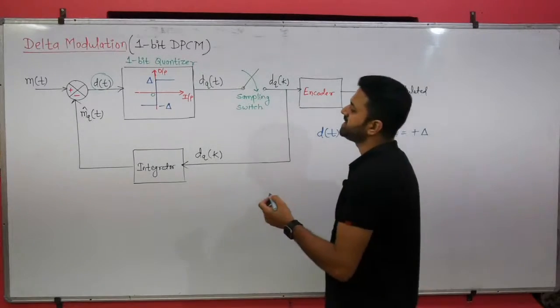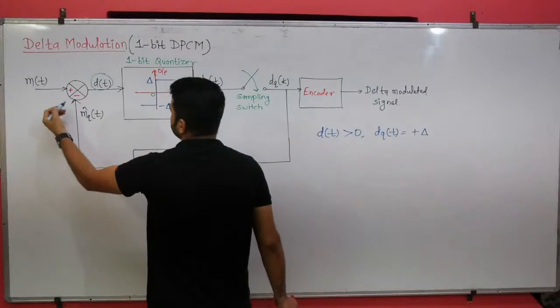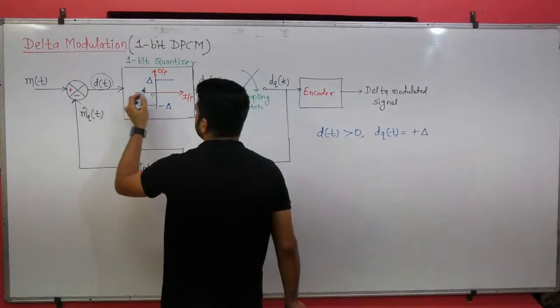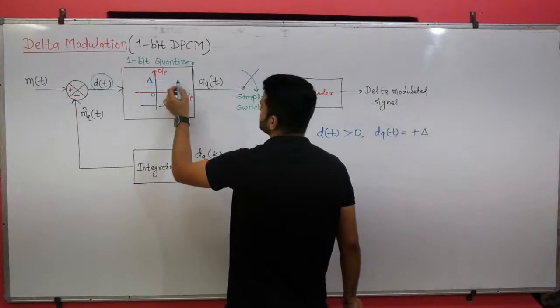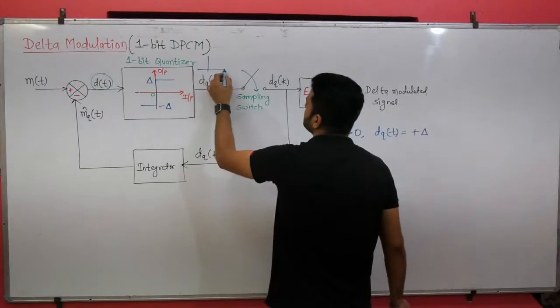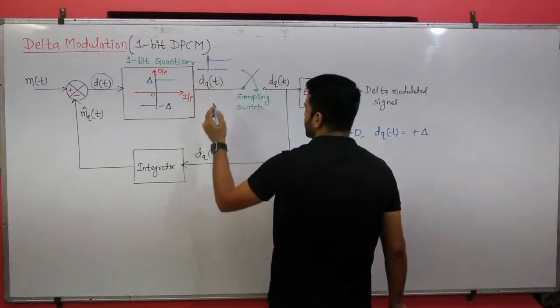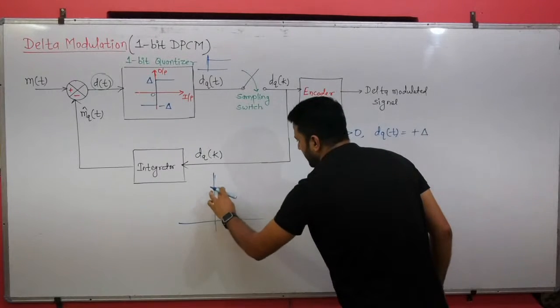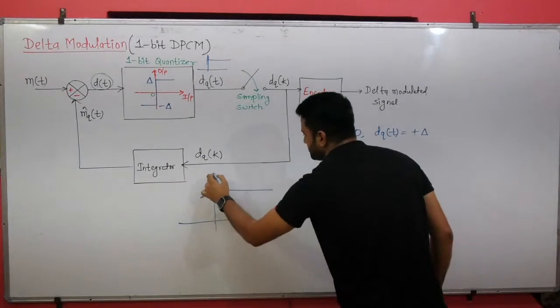So what does it mean? When we take the difference between the two signals, we will get d(t) which is greater than 0. So if d(t) is greater than 0, in the output you will get plus delta. Plus delta means, I am drawing this, you will have the signal with amplitude plus delta.